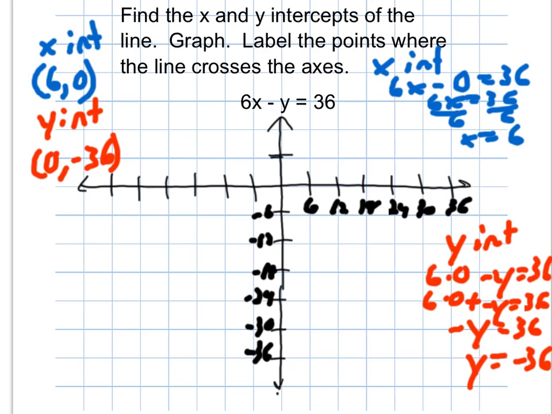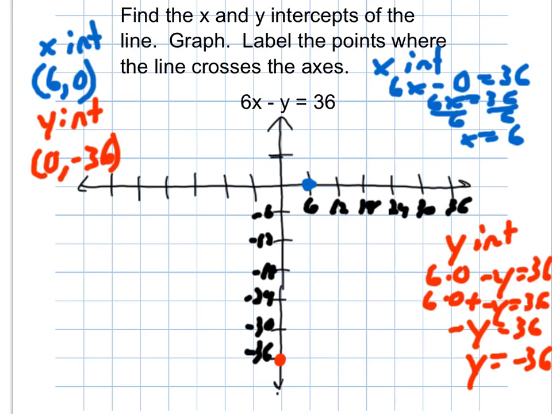So I've got my x-intercept is 6, 0. That's right here. And my y-intercept is 0, -36. That's all the way down here. Now notice it is important to make sure you write your scale on both axes. So I've got my scale showing I'm counting by 6s on the x-axis and on the y-axis. And normally you'll want to keep those consistent, meaning count by the same number on the x-axis as you do on the y-axis.